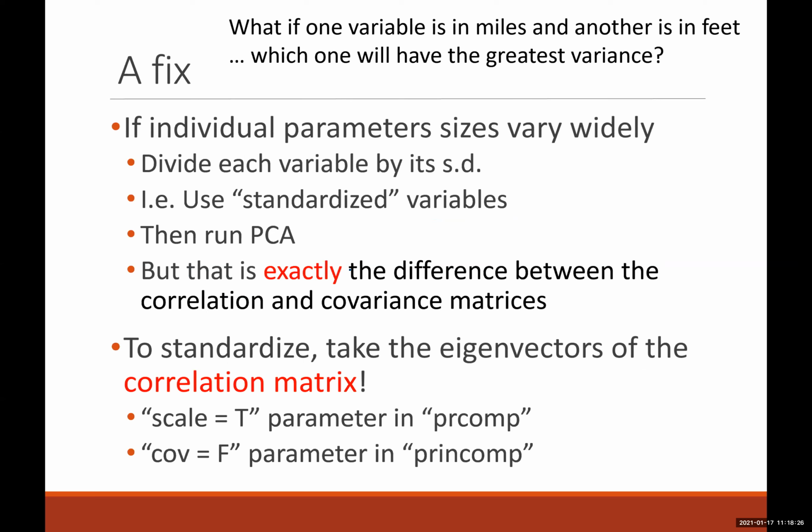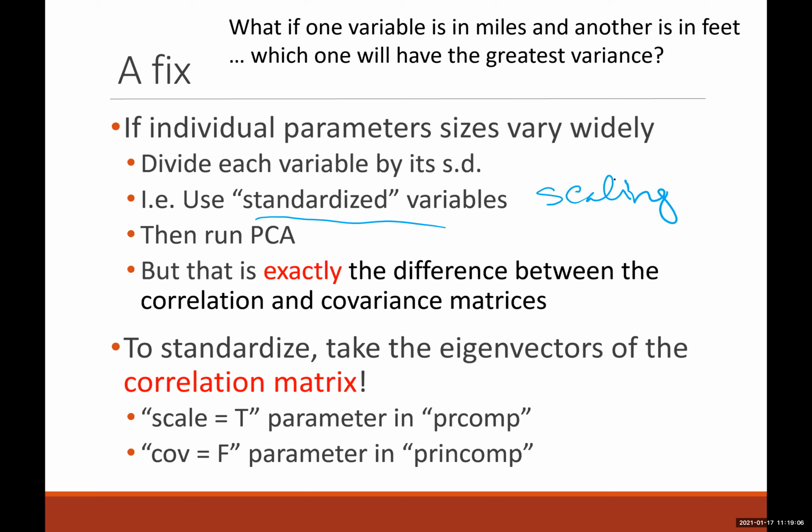The other thing that we talk about in here is, what if we had one variable that was in miles and another in feet? Which one would have the greatest variance? Well, this goes to what if the differences are really because there are two different units here, or is there a difference because there are differences across these different principal components and the variables within these components? So in that case, if we have different units of data, then we need to standardize the variables. And standardized variables is just another word for scaling.